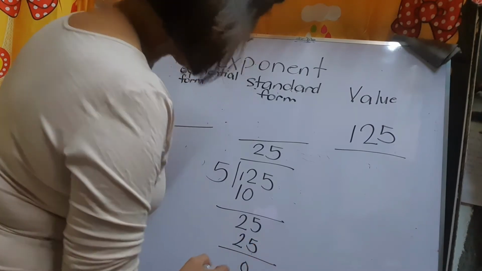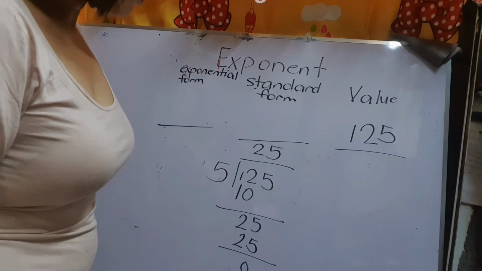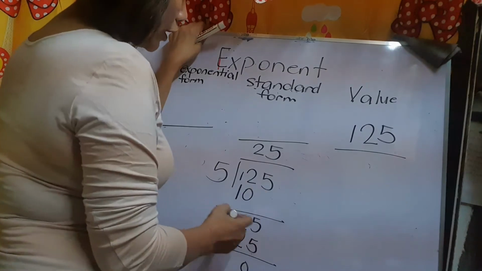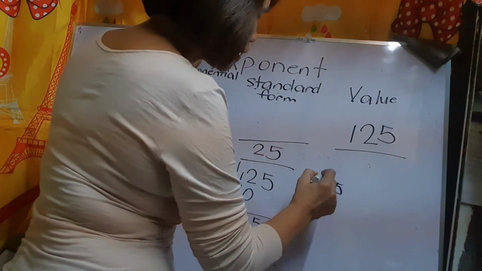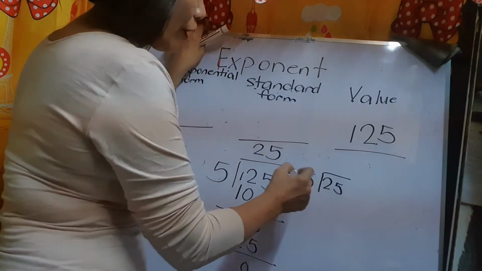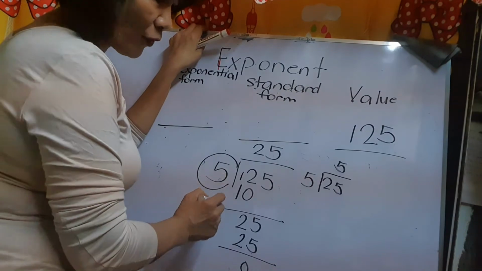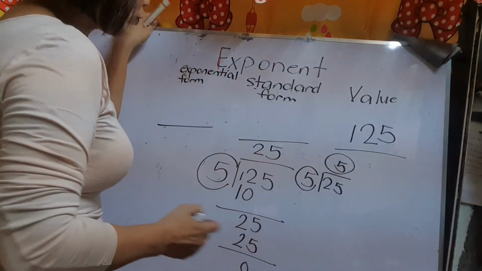Okay. So, tingnan natin. Paano natin gagawin ngayon to? So, sabi niya, 25 times 5. Itong 25 ngayon, i-divide nyo ulit sa 5. 25 divided by 5 is 5. Okay, so ilan ngayon ang 5 niyan? So, ang 5 niyan, 1, 2, and then 3.